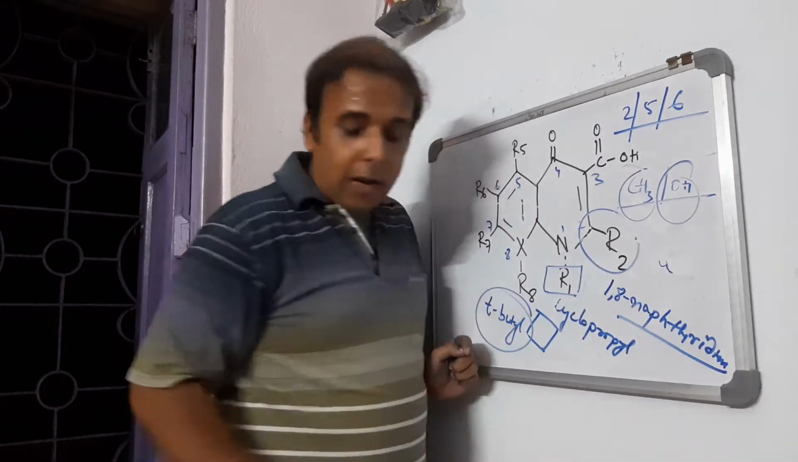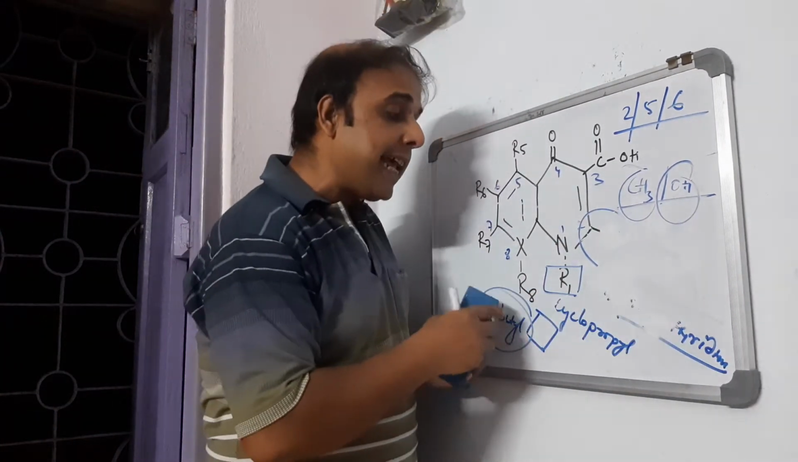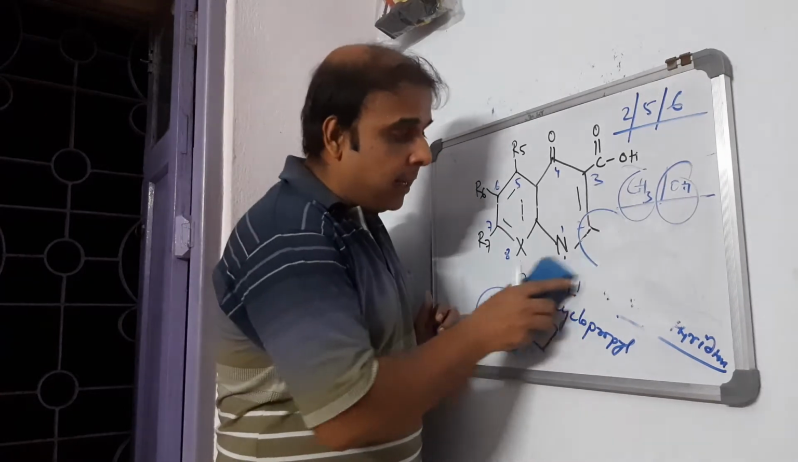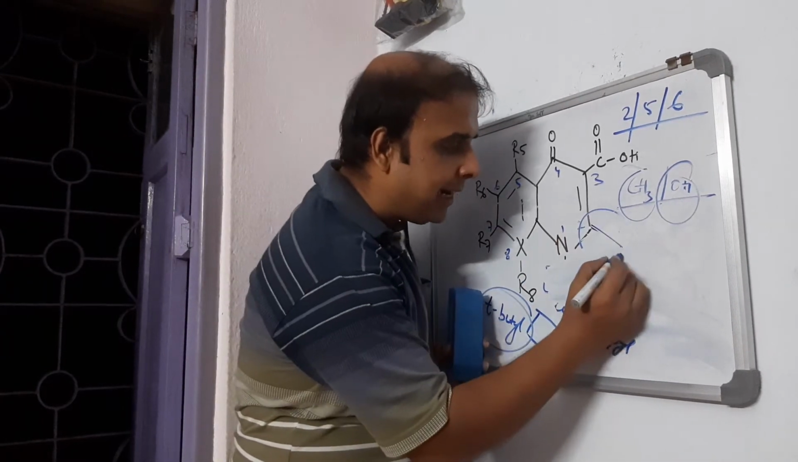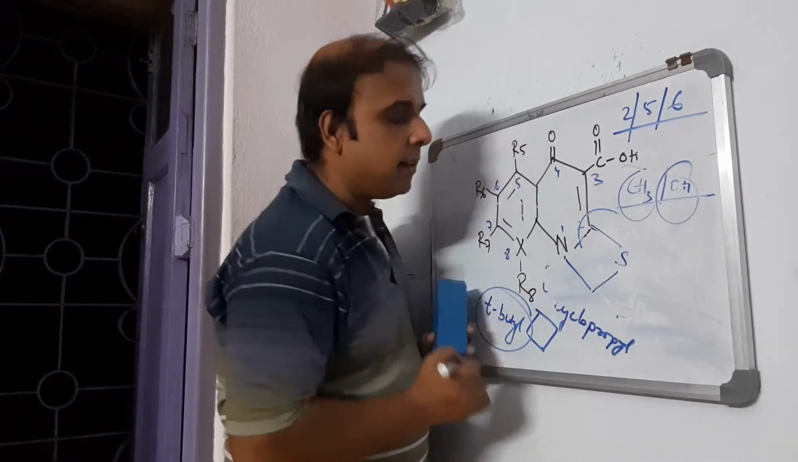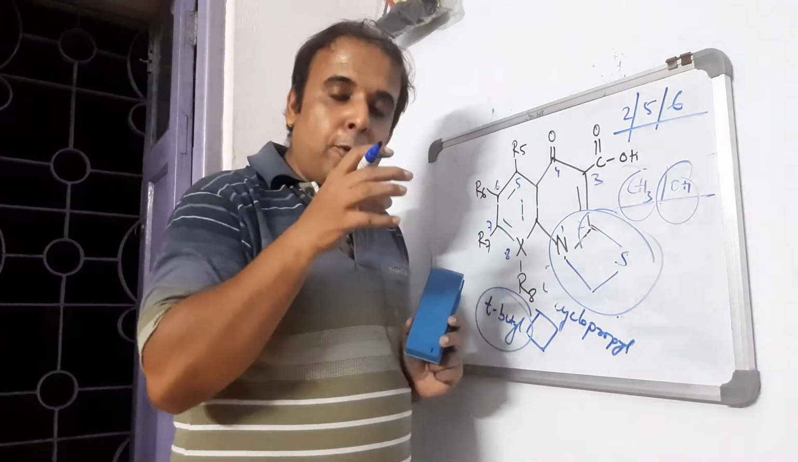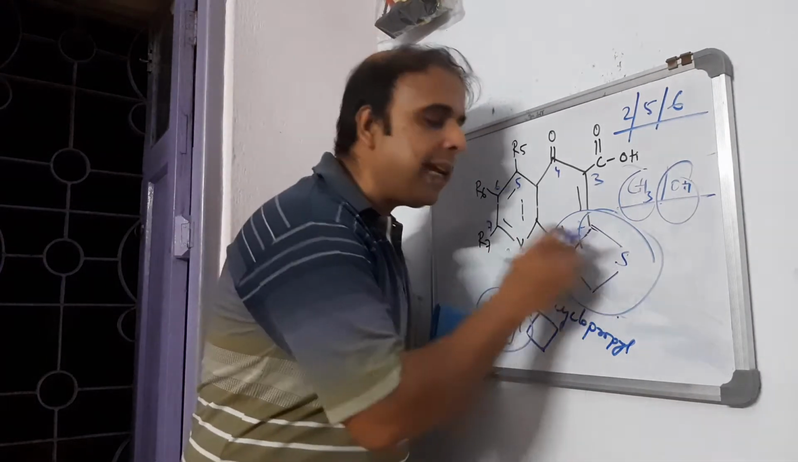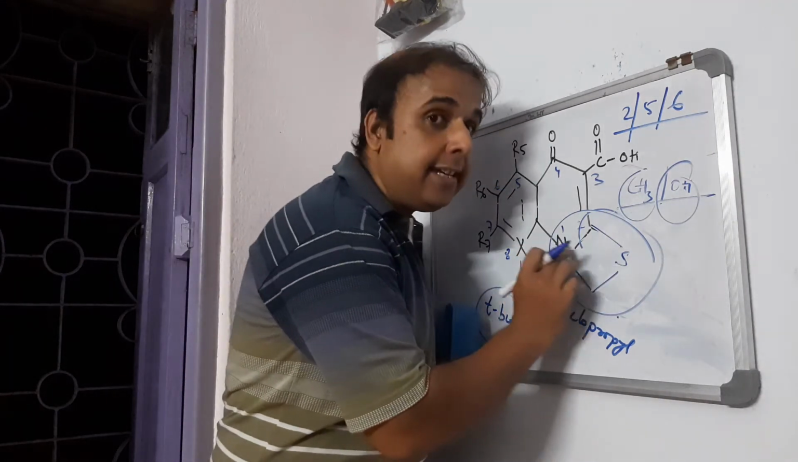Cyclized means, all I mean to say, the first and the second carbon have been cyclized. What does that mean? If I try to figure it out, it should be something like this. That means a 4-membered heterocycle with nitrogen and sulfur. Okay, thiazetidine.